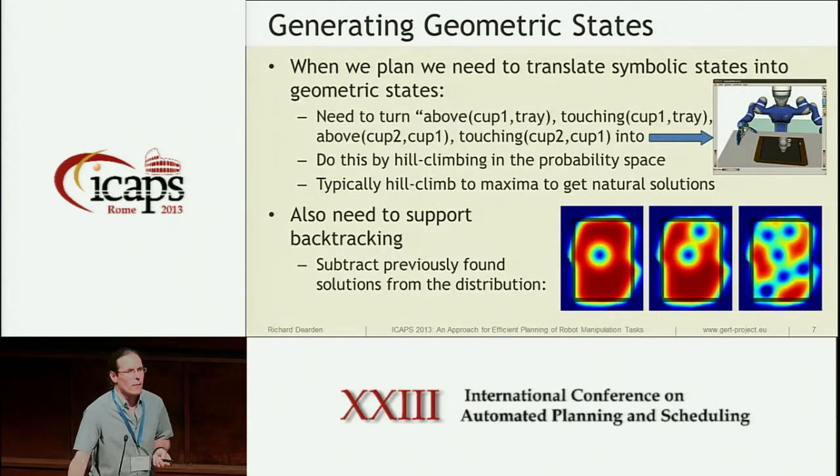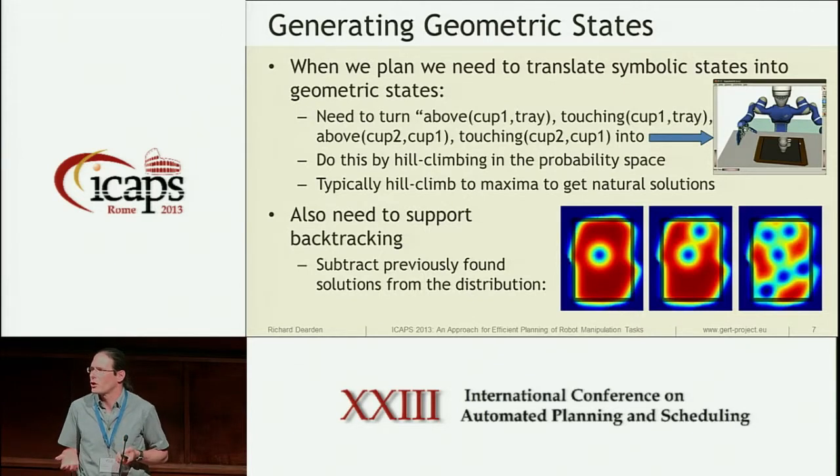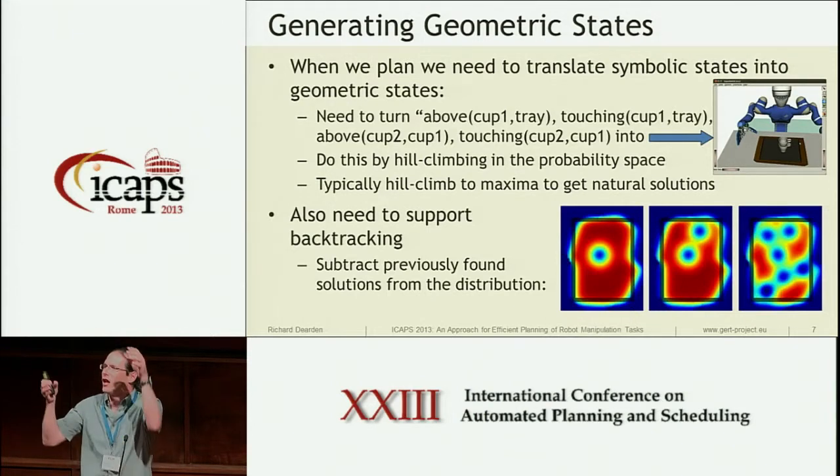Okay, so the other thing we need to do, as well as doing this hill climbing, is support backtracking from the planner, and we do a really simple solution to that. When we've generated a geometric solution, if we're going to backtrack over that, we just put an inverted Gaussian at that particular point in the continuous space and hill climb on that instead.